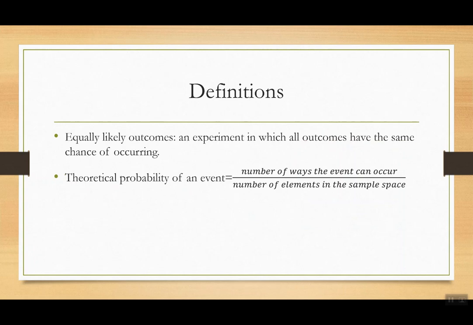As we continue our definitions, we have a couple really important things. So let's first start with events that have equally likely outcomes. So this is just any type of experiment in which all outcomes have the same chance of occurring.